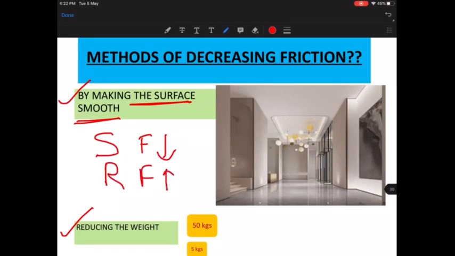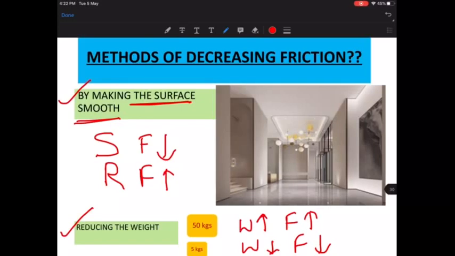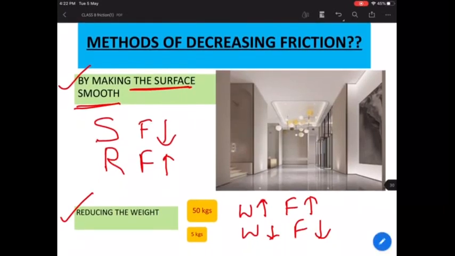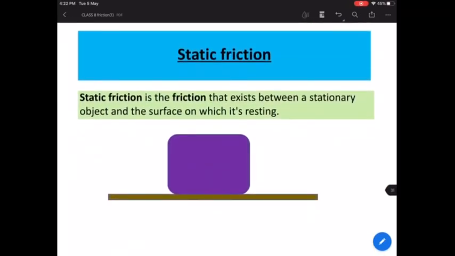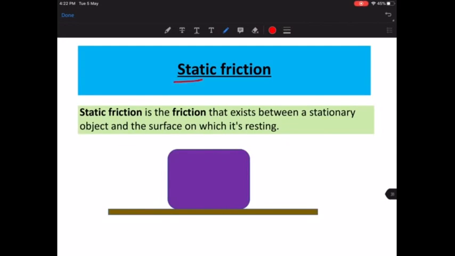How about in the case of weight? If the weight is more, then your friction is also going to be more. If the weight is less, then the friction is going to be less. So you can play with the weight as well as the smoothness or roughness of the surface, thereby you can reduce or increase the friction. I hope this is very clear to all of you. Now let's come to static friction. What is static friction? First, understand the meaning of static. Static means something stationary, something at rest.